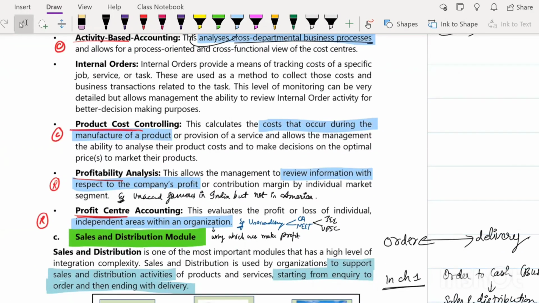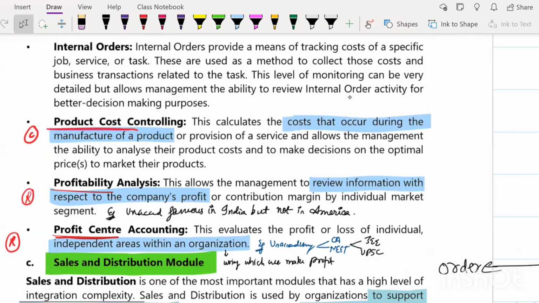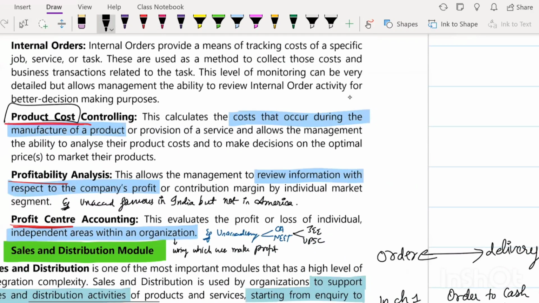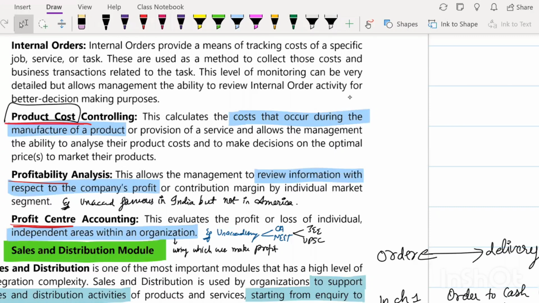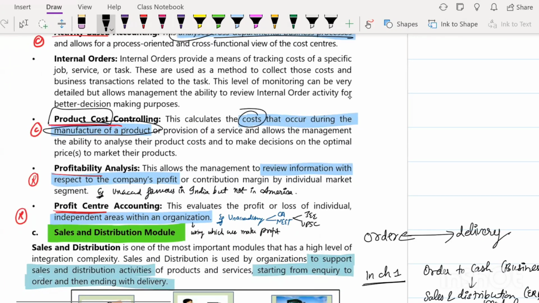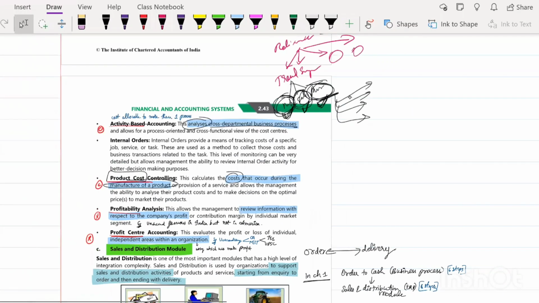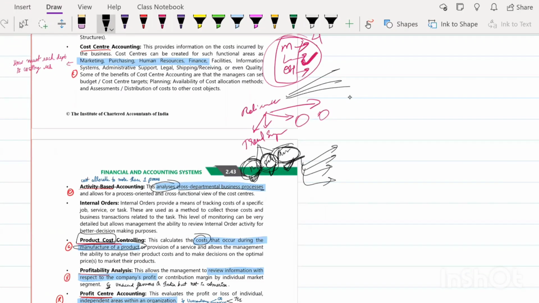Now we are going to one more, product cost controlling. Product cost means a cost which is related to the manufacturing of a product. So to manufacture a product, what cost are you going to incur? That cost also you have to look into and try to control as much as possible. So these were the 4 points related to cost. One was cost elements. Next is cost center. Then you have activity based costing. Then you have product cost.